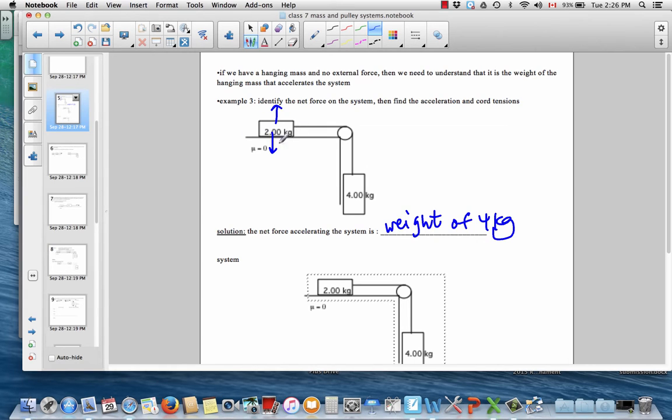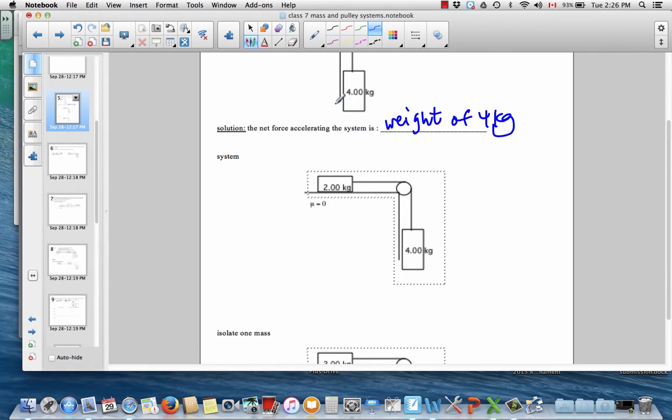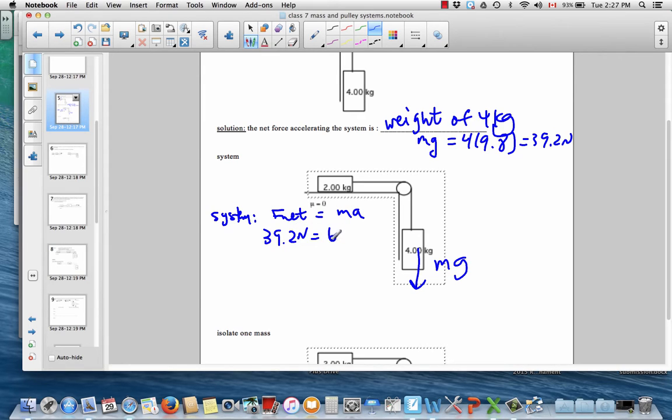Okay, so here's another problem. Now, this system is 2 masses connected over a pulley, and what accelerates the system is the weight of this hanging mass, the weight of the 4 kilograms. Now, the weight of 4 kilograms is 4 g's, or 4 times 9.8, is 39.2 newtons of unbalanced force. So that is the net force on the system. So this is a 6 kilogram system, because these 2 masses move together with 39.2 newtons of unbalanced force.